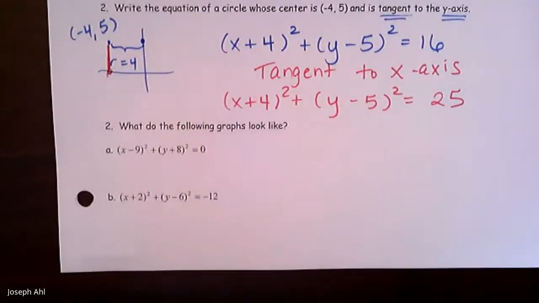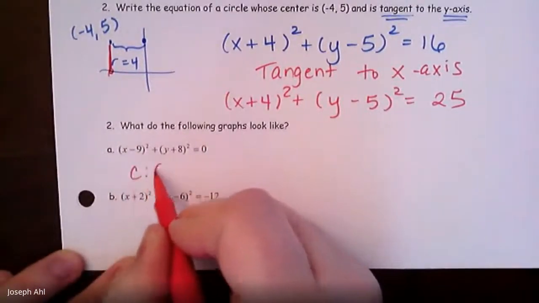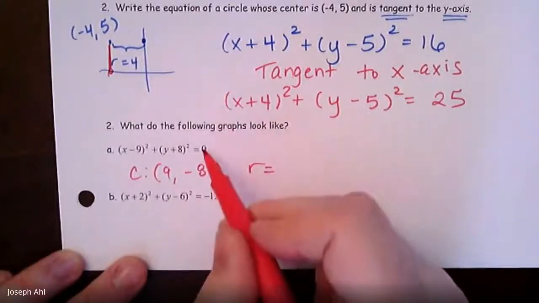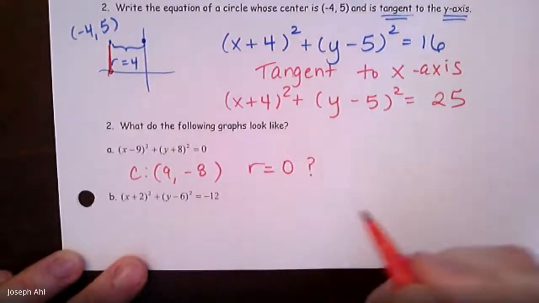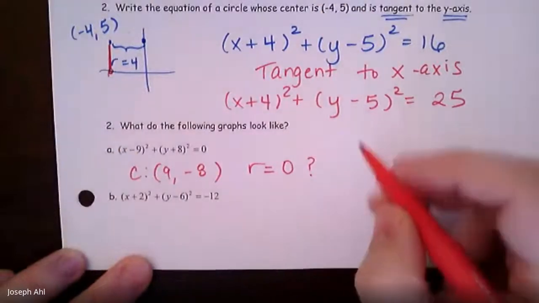And in this question, it says, what do the following graphs look like? There was a question on the homework that I said we're going to talk about it in today's notes, because if you look at part A, it looks like this is a circle whose center is at 9, -8, and whose radius is, well, if I take the square root of 0, that's 0. Doesn't sound like a very exciting circle to me if it has a radius of 0. So in fact, this is not a circle at all.